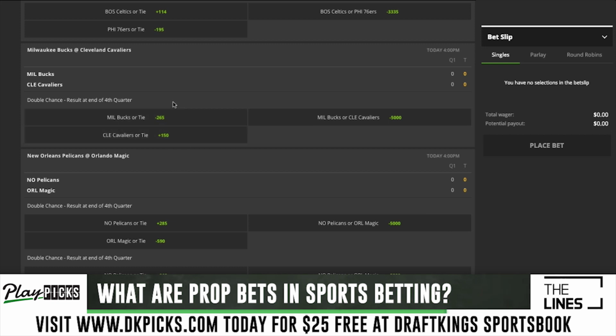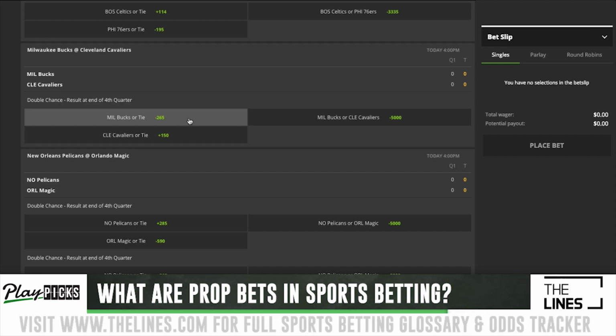If you're wondering why the line is so close, Giannis Antetokounmpo is actually sitting in this one, which is why. I'm sure you're looking at this going, what in the heck? Minus 265 Bucks and Cavs. Yeah, that would be the reason why you're seeing it the way that it is.